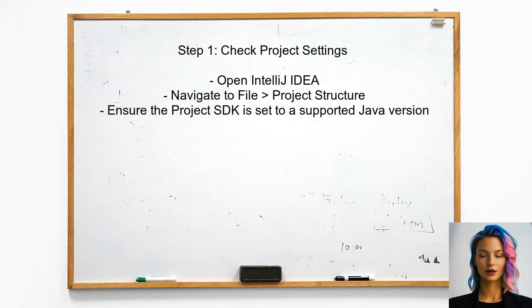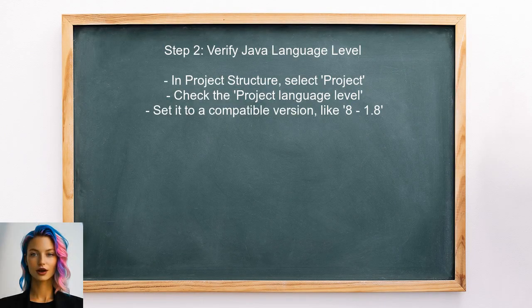To address the deprecation warning for the no-argument constructor of java.util.HashMap, the user should first check their project settings in IntelliJ. This will help ensure that the project is using the correct version of Java. Next, the user should verify the Java language level set for the project. This can affect how IntelliJ interprets the HashMap class and its constructors.